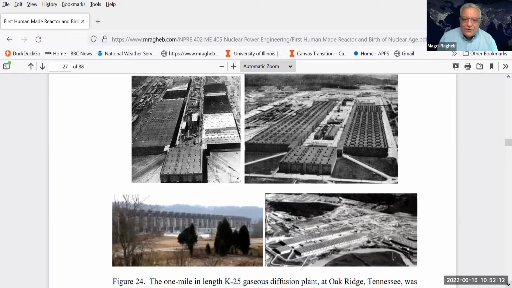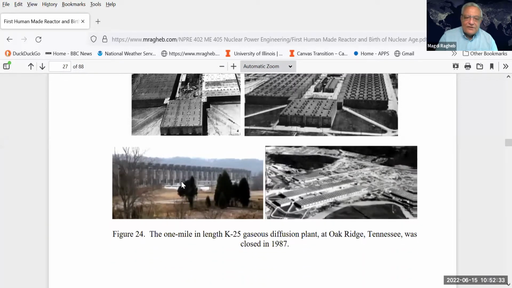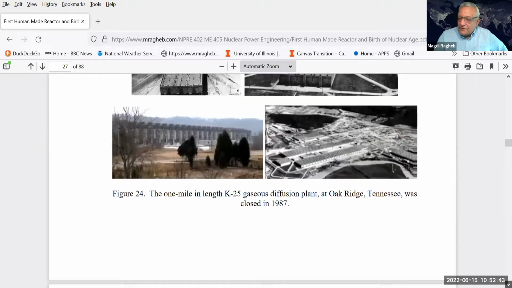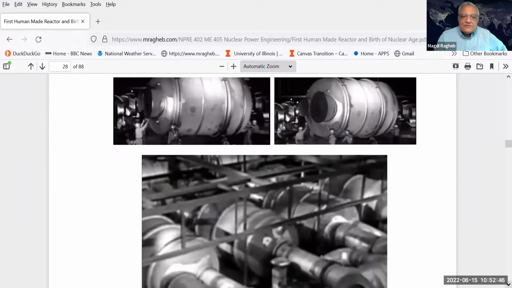Fluorides are very corrosive. And you could see the size of the plant here. It was 1 mile in length of cells that separated that uranium hexafluoride 235 from uranium hexafluoride 238. You could see here the size of it. They called it a mile-long plant. That was designated as the K-25 gaseous diffusion plant. That process was very successful. It produced enough uranium-235 for the device that was used on Hiroshima.